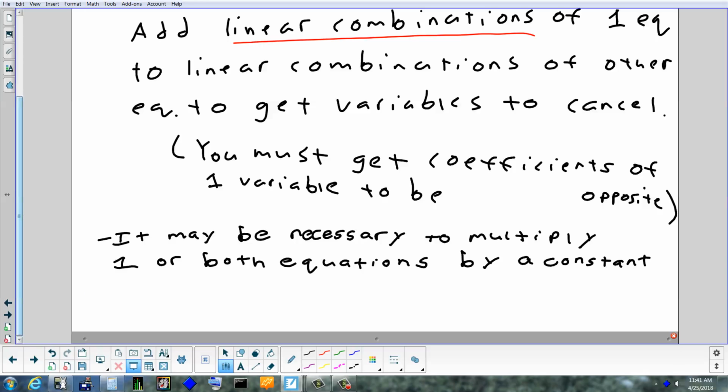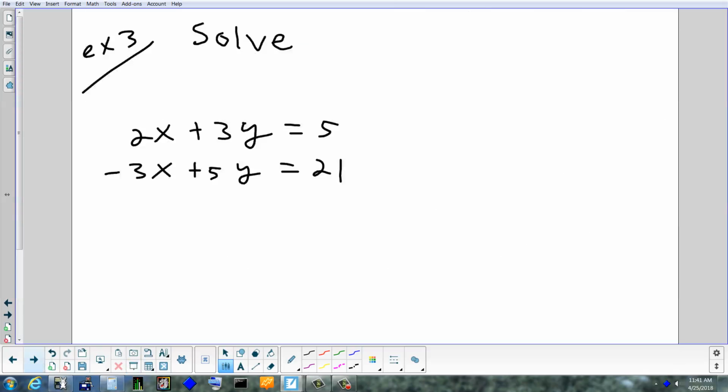Any questions on those steps? In Algebra 1, when I teach elimination, we spend a lot more time on it, but you've done it. It's probably your third or fourth time seeing it, so we won't go over it forever.